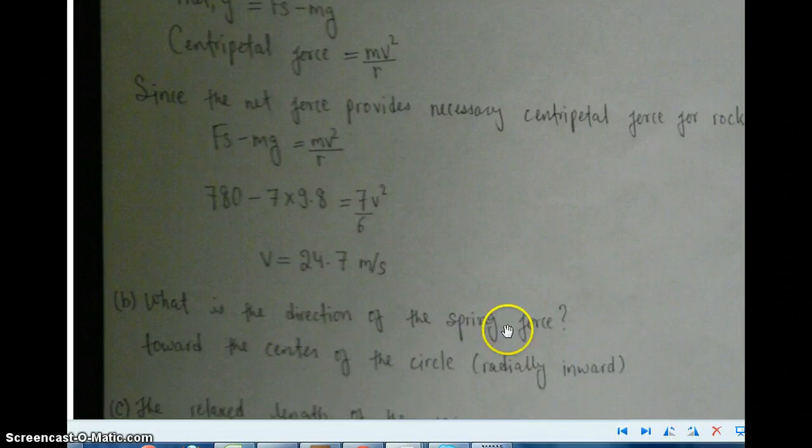What is the direction of the spring force? The direction of the spring force is toward the center of the circle, that is, radially inward.